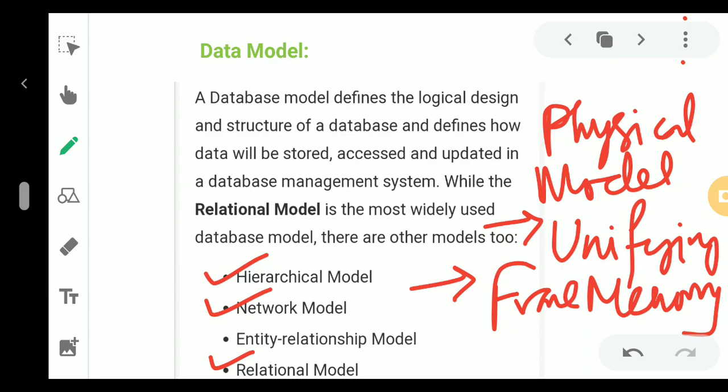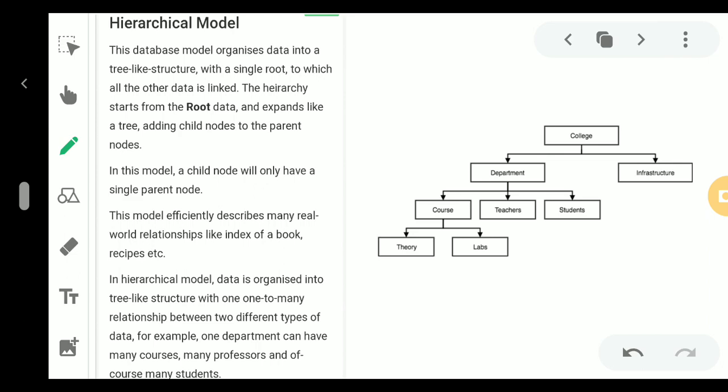Today we will explain only three models: the hierarchical model, the network model, and the relational model, as the ER model, that is the ER diagram, is excluded from your syllabus. So we will only concentrate on these three topics. Now coming to the topic, the hierarchical model.